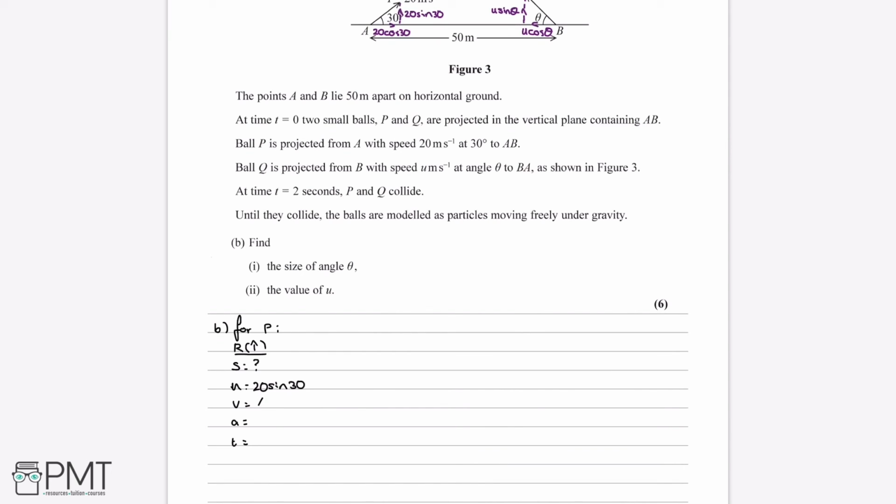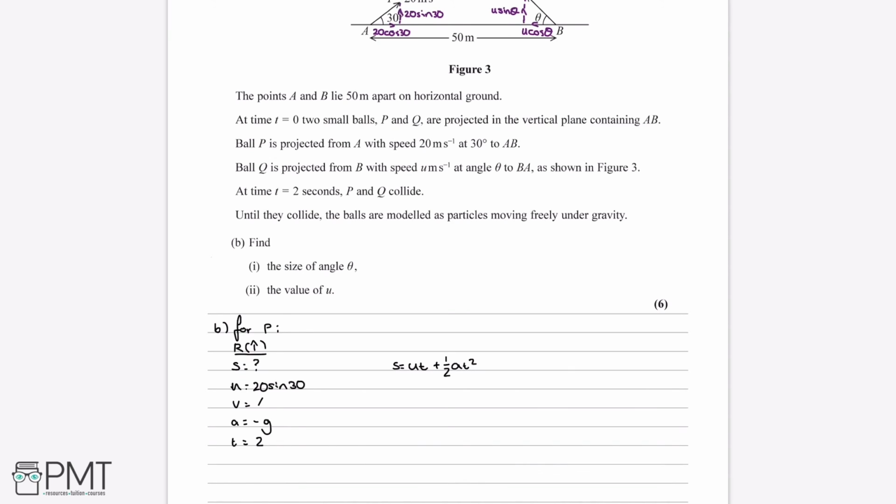But we know that a must be minus g because we're resolving upwards vertically, and then t is 2 seconds because we're trying to find the displacement at the point of collision, which we're told is when t is equal to 2. So using this information, we know that the equation that doesn't have v in it but has the rest of these terms in it is s equals ut plus half at squared. It's one of the constant acceleration formulae.